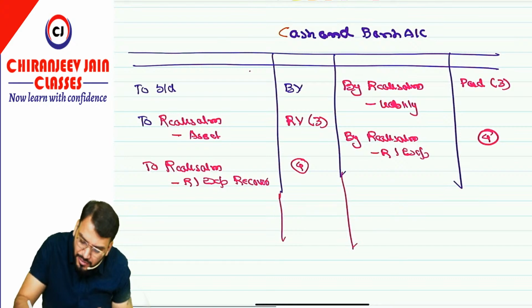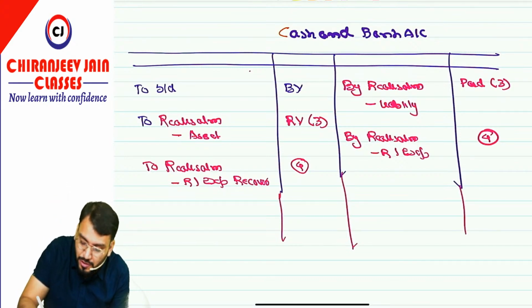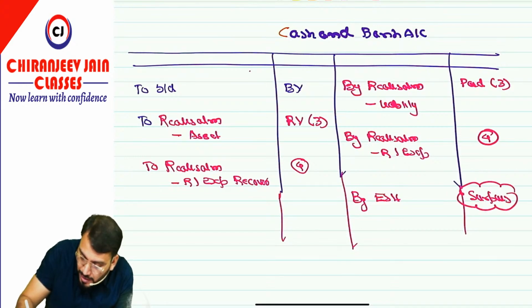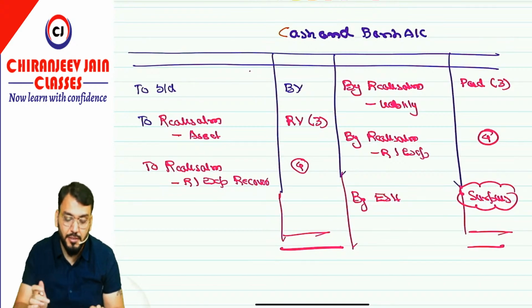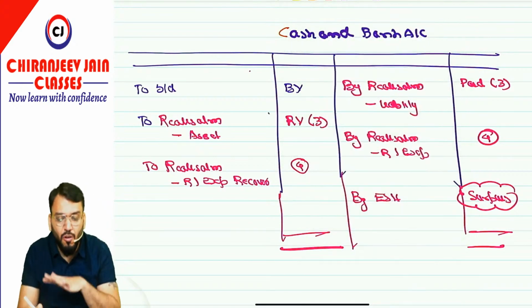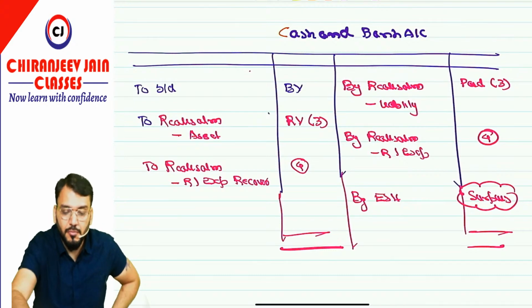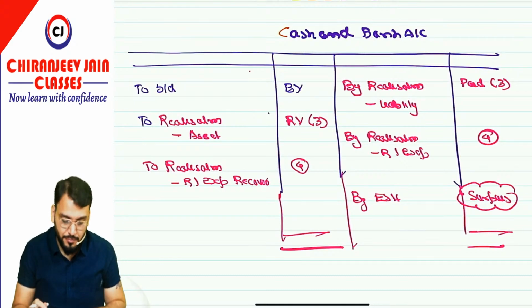And any balance of this account after payment to everyone, correct now, will be transferred to equity shareholders account. So this account will be closed by transfer to equity shareholders account. This is known as surplus. If this is surplus, the surplus will be closed by transfer to this. Have you understood this point? Correct. So I have given all this summary. Have you understood the summary part?